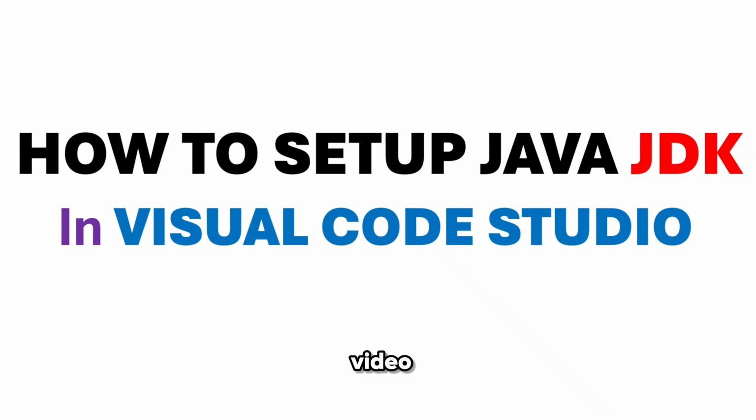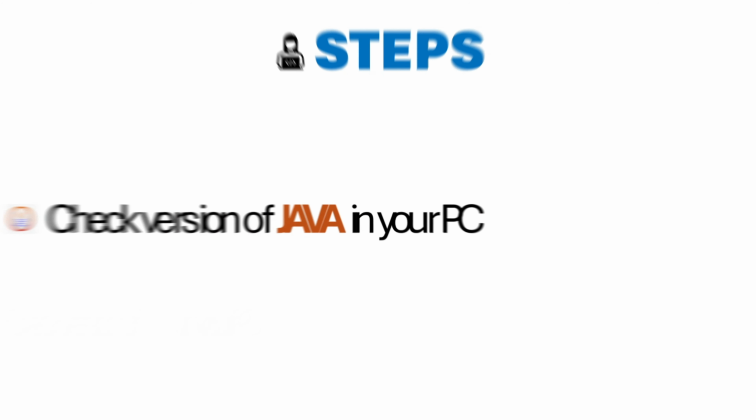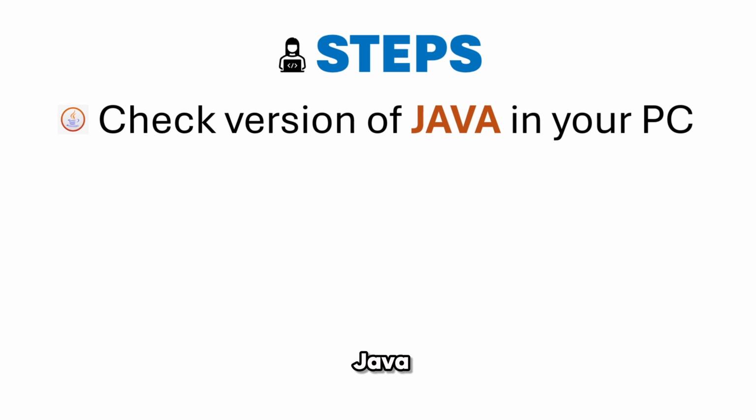Hi, in this video, I'm going to show you how to set up a Java JDK in Visual Code Studio. So these are the steps that we're going to follow. First, we're going to check the version of Java which is in the PC. You're also going to do that on your PC.